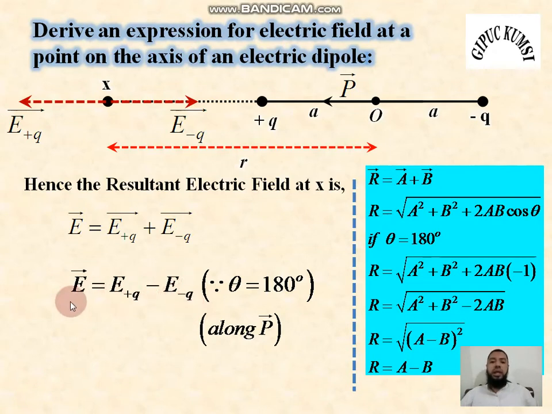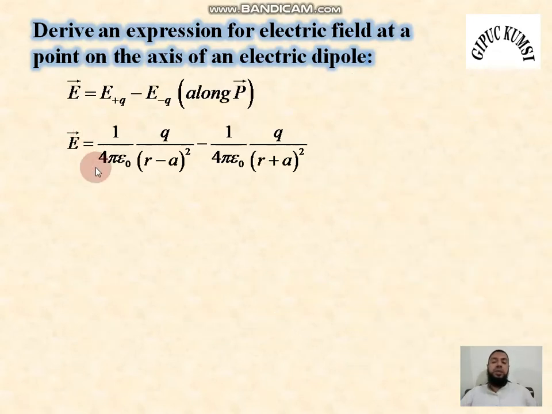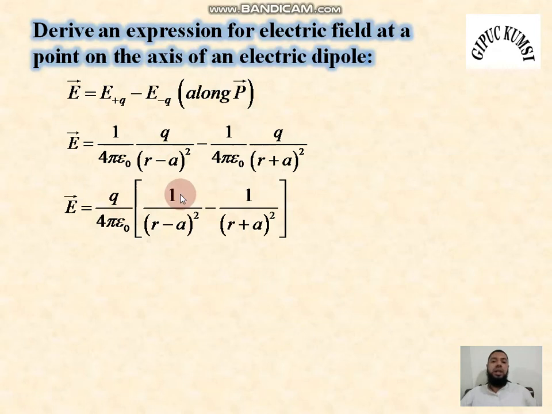Then let's calculate the total electric field. To calculate the total electric field, substitute the values of E plus Q and E minus Q. It is 1 by 4 pi epsilon naught q by r minus a whole square, minus E minus Q, which is 1 by 4 pi epsilon naught q by r plus a whole square. Now take the common factor. What are the common factors here? 1 by 4 pi epsilon naught and q are the common factors. Taking the common factor, we are left with 1 by r minus a whole square minus 1 by r plus a whole square. Now we have to take the LCM and do the fraction.